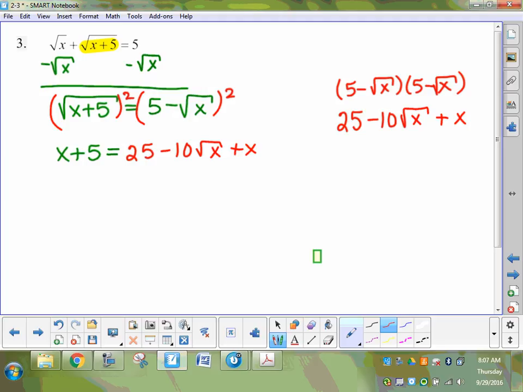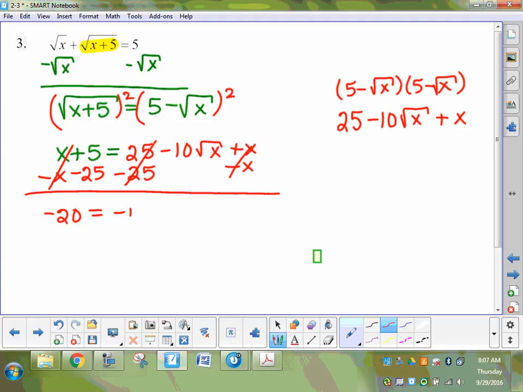Hit the radical alone again. How are you going to make that happen? Who can tell me what we would do to get our radical alone? What are you going to subtract? So let's subtract 25 and subtract an x. So let's do minus x, minus 25. Look at how clean all of a sudden everything gets. These are gone. This is now gone. You're left with negative 20 is equal to negative 10 radical x.